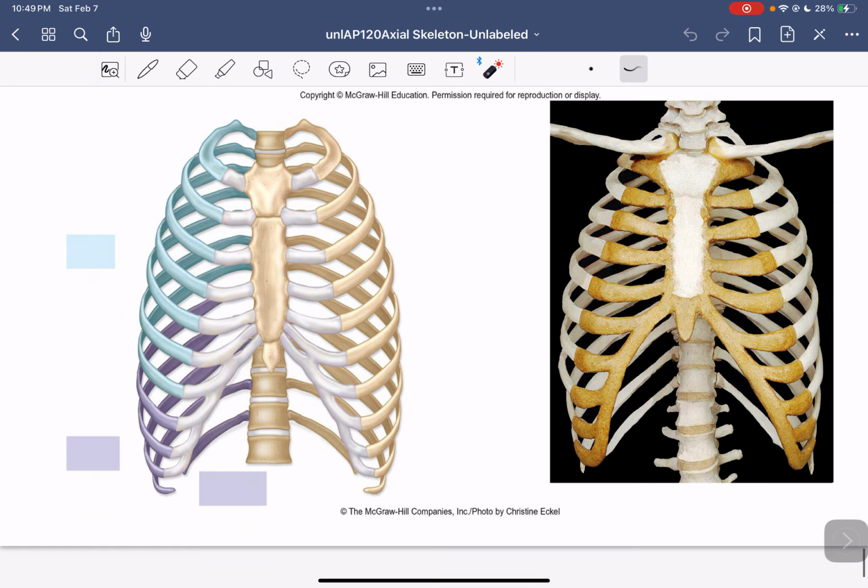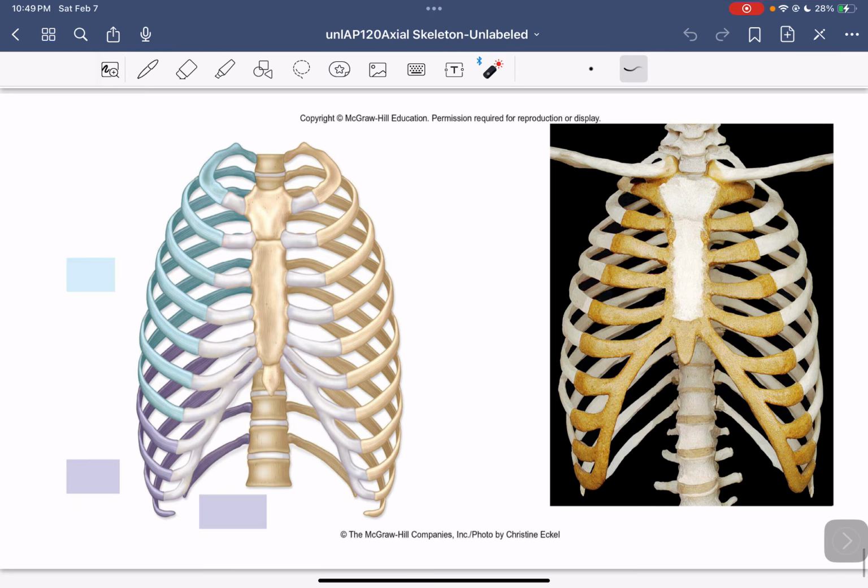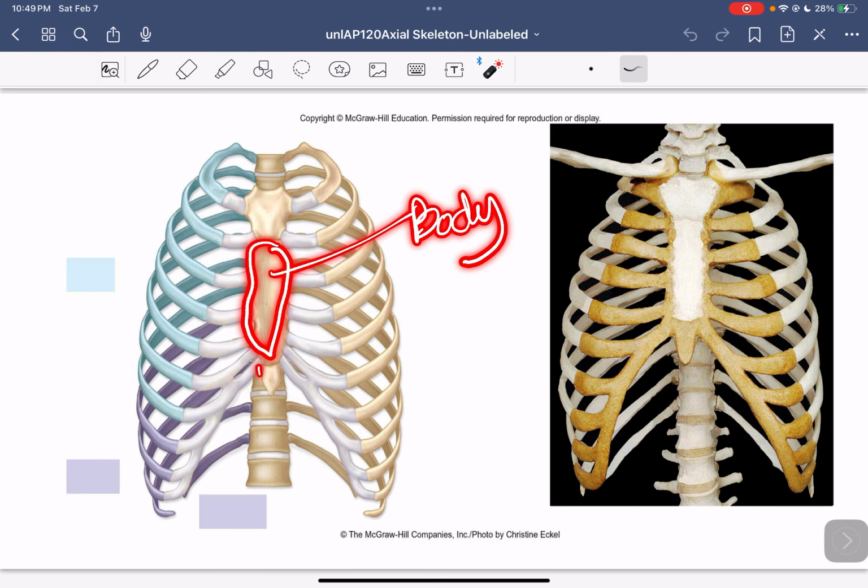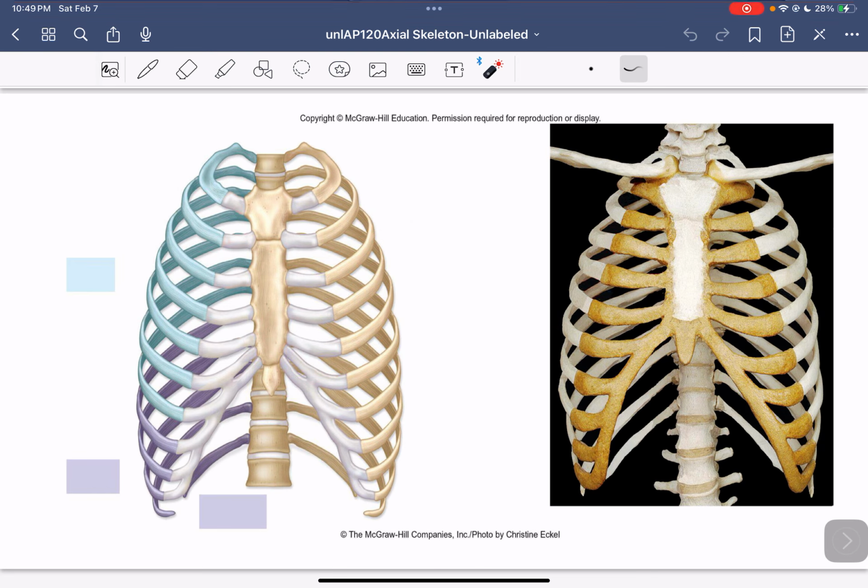All right, the last things to talk about are the ribs and the sternum. So in the sternum, which is right here, there's three structures. The first one is the manubrium. Then we have the structure right here, which is our body. And then down below, we have our xiphoid process.